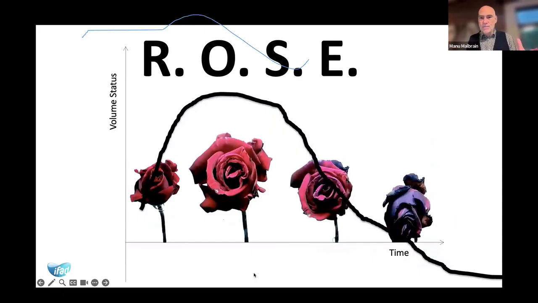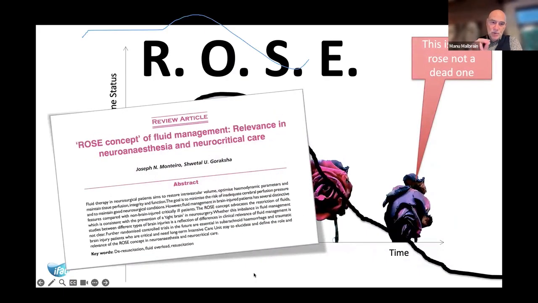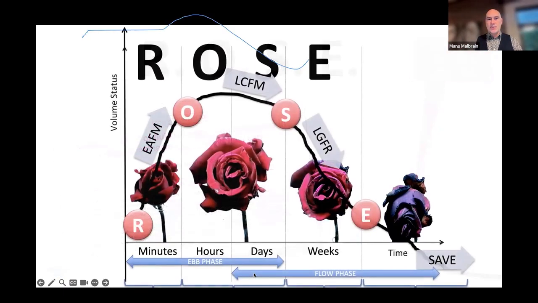And it's like a rose, the flower. You water the rose, it blossoms. At the end, it's just a dry rose. Of course, it's not a dead patient. And I'm very happy to see that this ROSE framework has been picked up by other colleagues, like in neurocritical care, and you can copy-paste it to burns, to severe pancreatitis, and so forth.